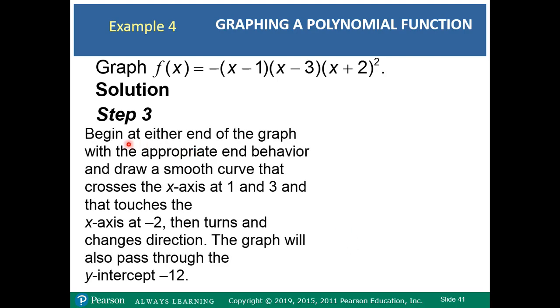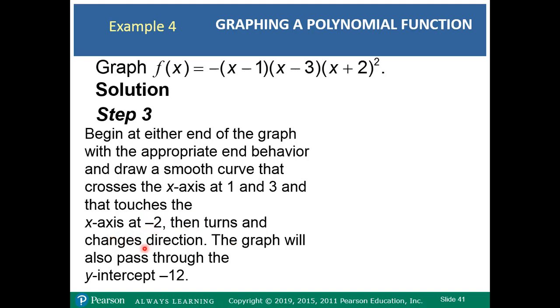And then, of course, step 3, we're going to begin at either end of the graph, and with the appropriate end behavior, we're going to draw a smooth curve. We're going to basically cross the x-axis at all of the points, and then we're going to bounce at -2. And then also we know that it's going to change direction in between these two zeros, and it's going to change direction at this zero because it bounces.